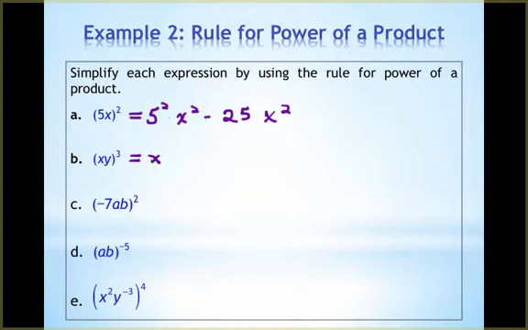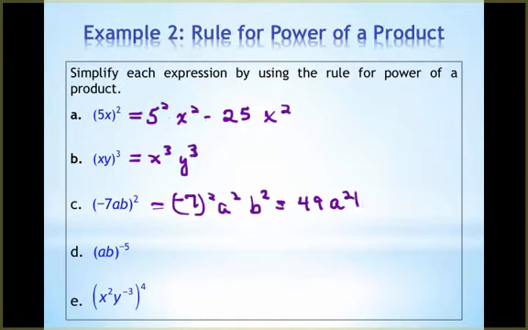xy cubed is x cubed y cubed, and we can't simplify that. Since those are different bases, we can't combine them, so that would be our answer. Negative 7ab squared would be negative 7 squared, a squared, b squared. But negative 7 squared would be positive 49, and then a squared, b squared.